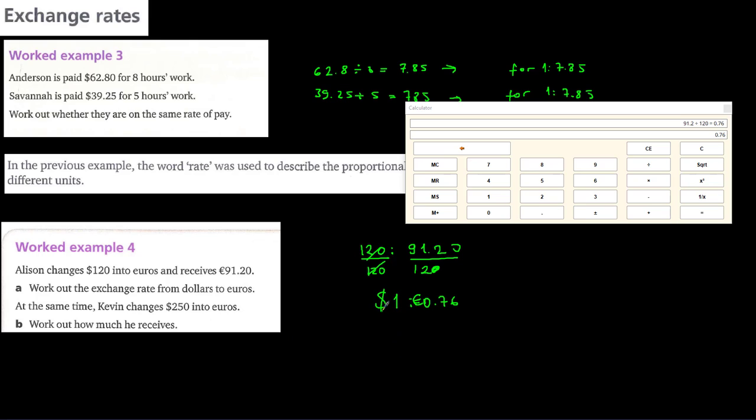Why did I change to $1? Because the second part is asked in dollar form. So I'm going to make $250: I'm going to multiply 1 times 250, then 0.76 euros times 250. It's going to be 250 times 0.76, which is equal to 190 euros. So for $250 you are going to get 190 euros.